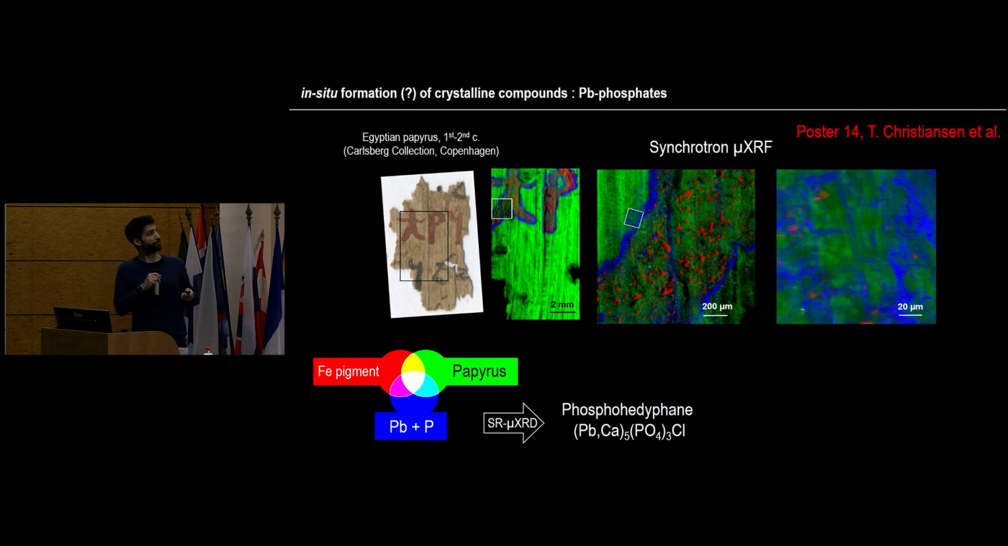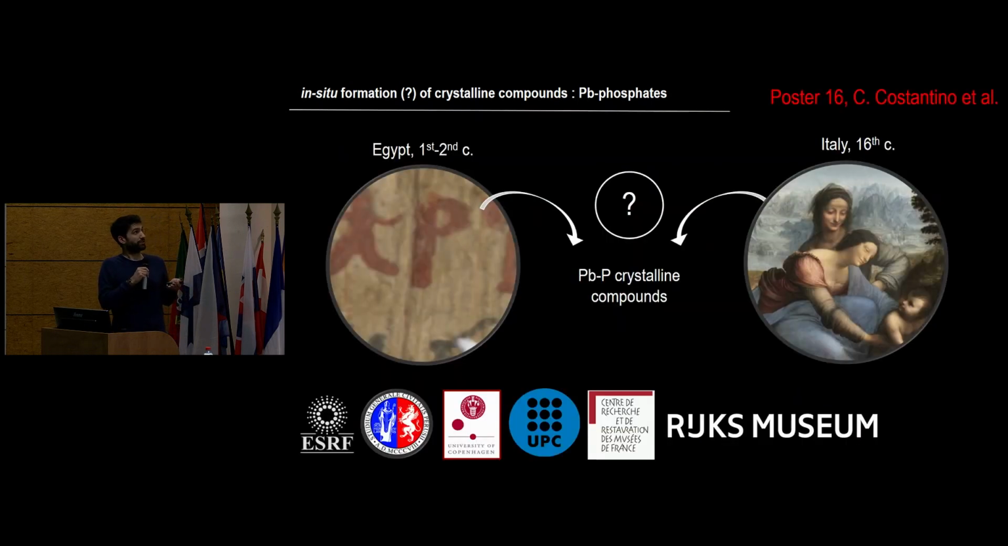There is a poster, number 14, where you can read more about this study. Basically, we have questions, because those lead phosphate phases, we don't know if they are original product or if they are degradation based. What's very surprising is to find them at such different historical times and geographical locations. The main question is explained in this poster, and all of these institutions are now collaborating on this new project on lead phosphate phases.